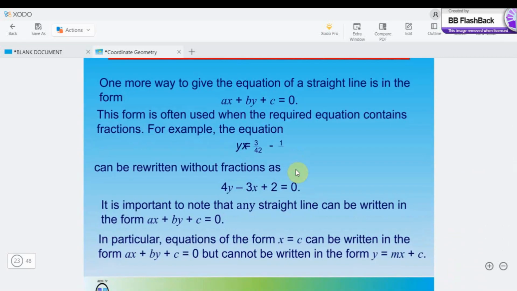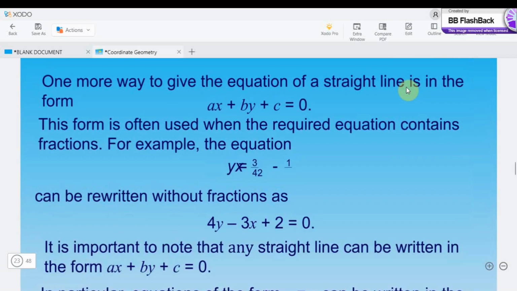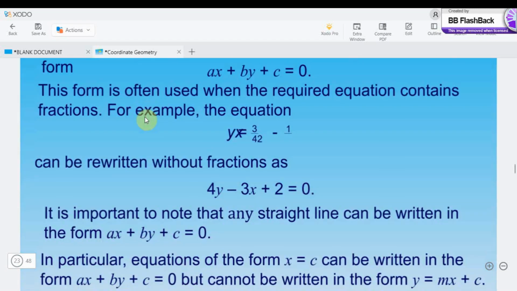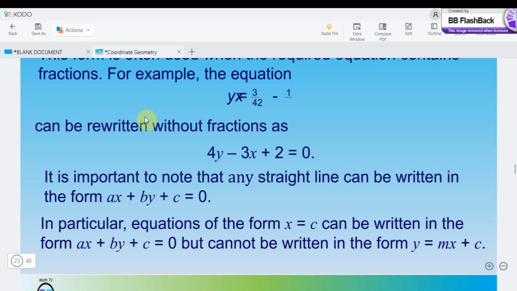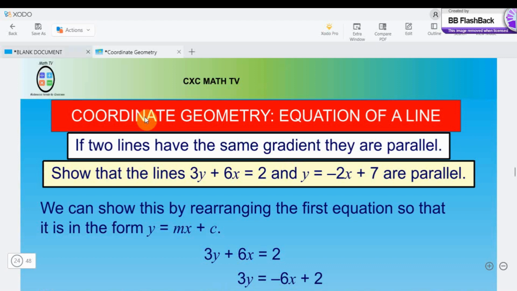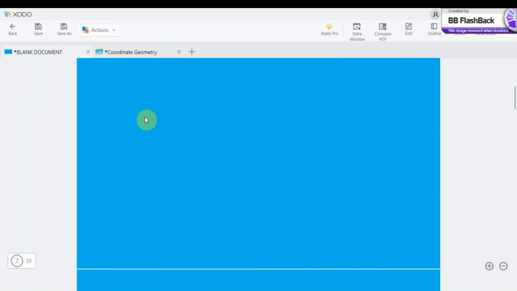Now, oftentimes, one more way to give the equation of a line is to put it in the form ax plus by plus c equal to 0. Now, the example here is often confusing. So I'm just going to make up an example around here. This is another way of expressing a line. A line can be expressed in the form ax plus by plus c equal to 0.